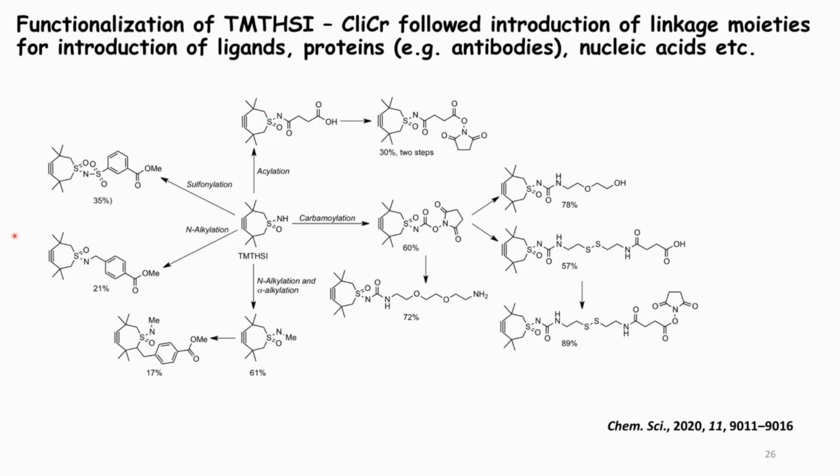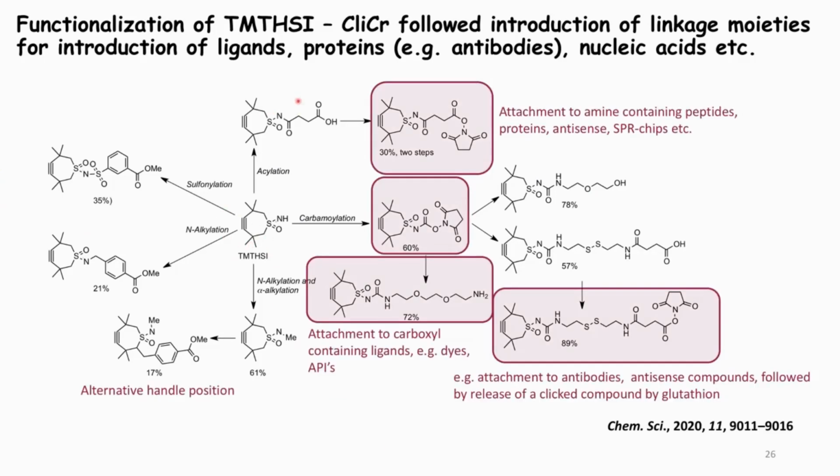Now, that is shown in this slide here. We start with TMTH-SI, and a number of important linker-containing molecules can be made. Acylation with succinic anhydride gives this derivative, which can be converted to the succinimidyl ester, which is very important for amine-containing peptides, proteins, antisense, SPR chips, etc. Another derivative can also react with amines, which is the carbamate here.